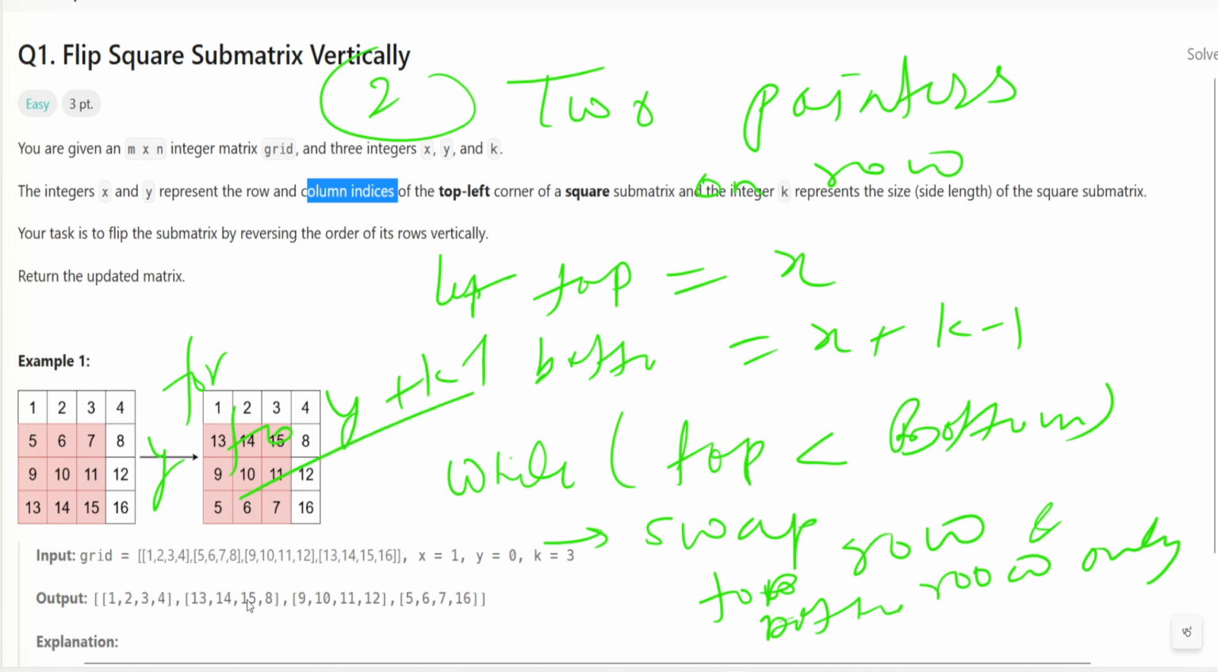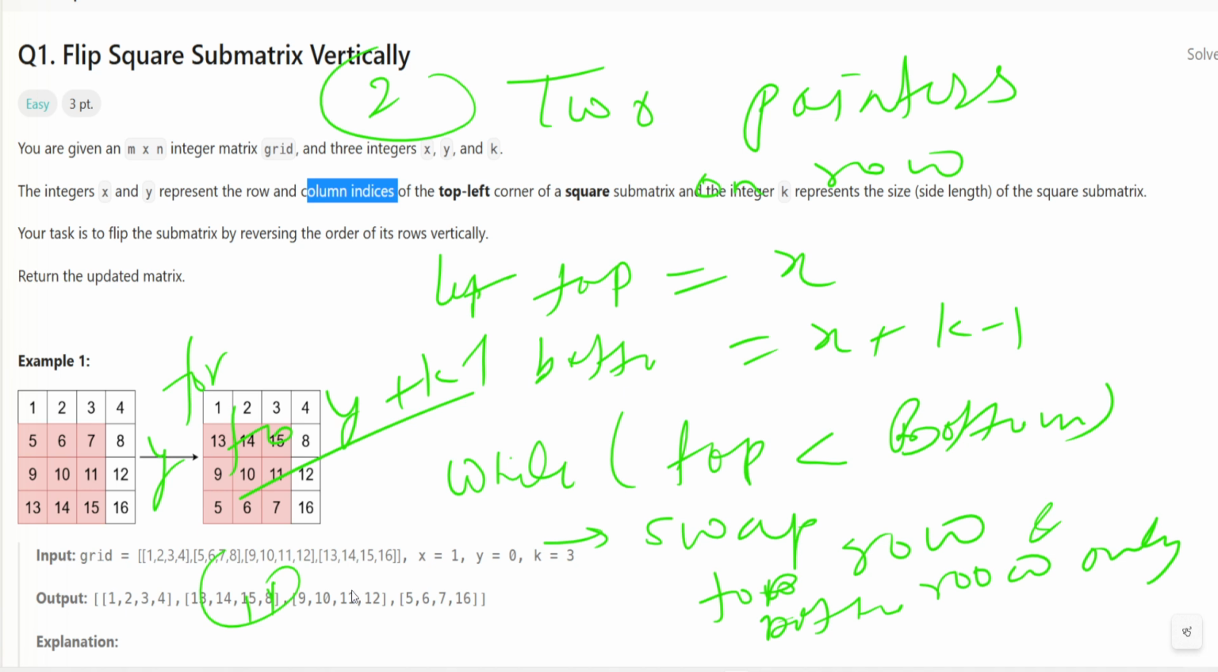And third, we will not do anything extra, we'll modify in place, right? We don't need any extra space. We can swap directly in the grid, and once all the swaps are done, the matrix is flipped. So we'll do that one. Okay, let's see the code, you will understand.